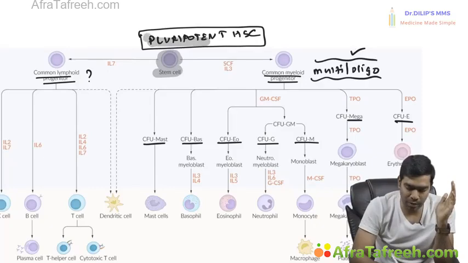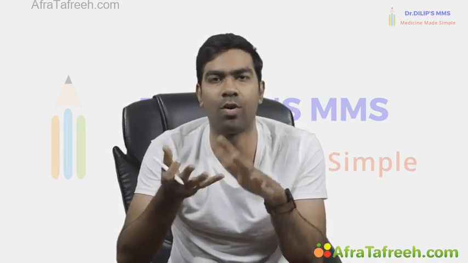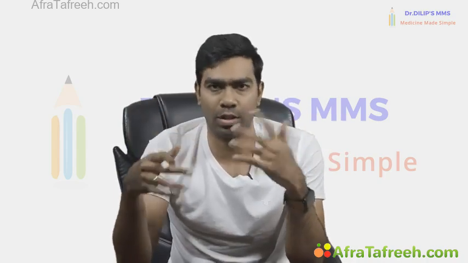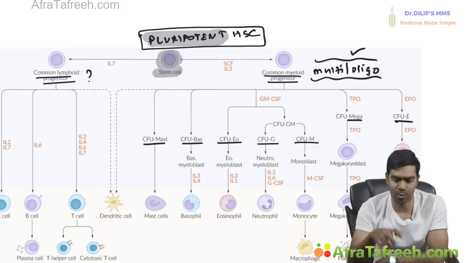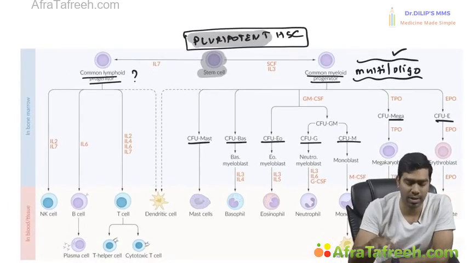But if it is a pluripotent hematopoietic stem cell, it can give rise to any lineage in the bone marrow: lymphoid, myeloid, erythroid, plasma cell, whatever you want, depending on the growth factor activity and the differentiation of a particular cell. Pluripotent hematopoietic stem cell means everything. It can differentiate into anything in the bone marrow. So that's about the pluripotent hematopoietic stem cell.